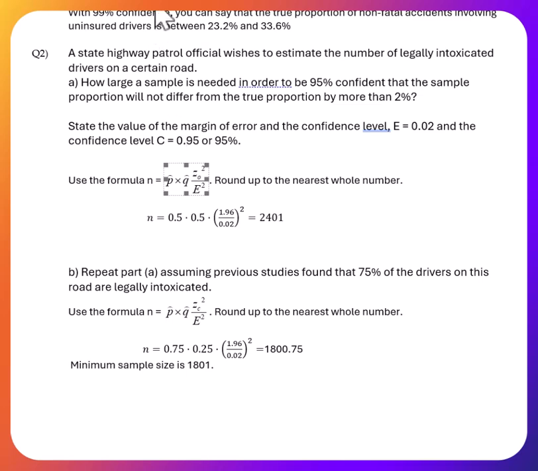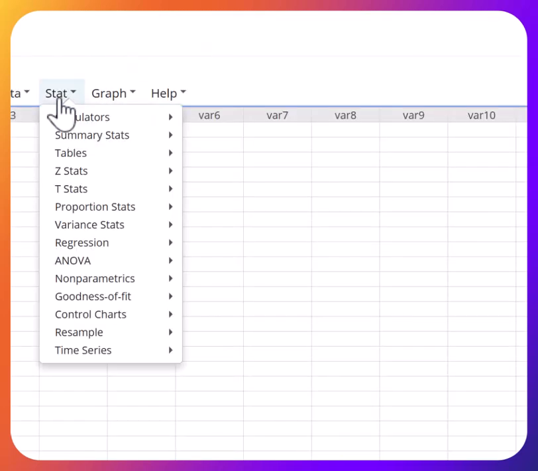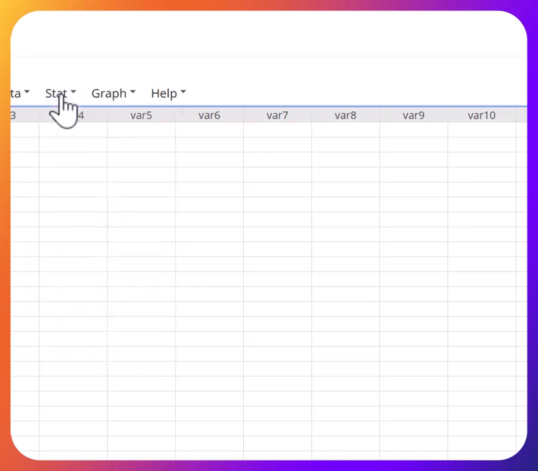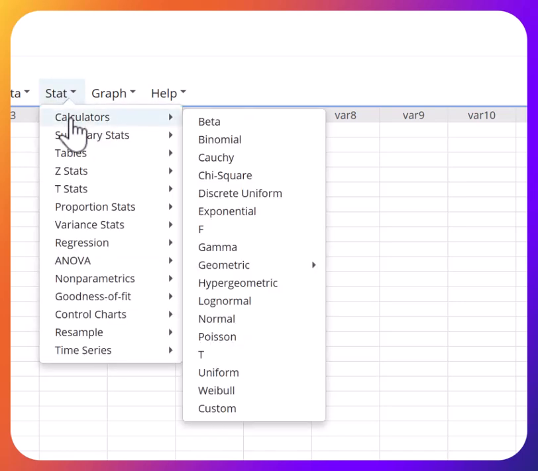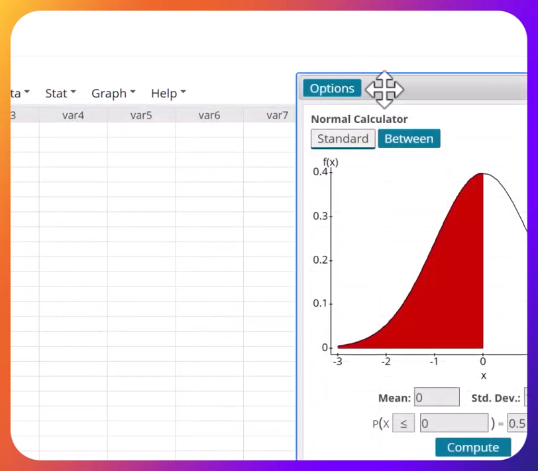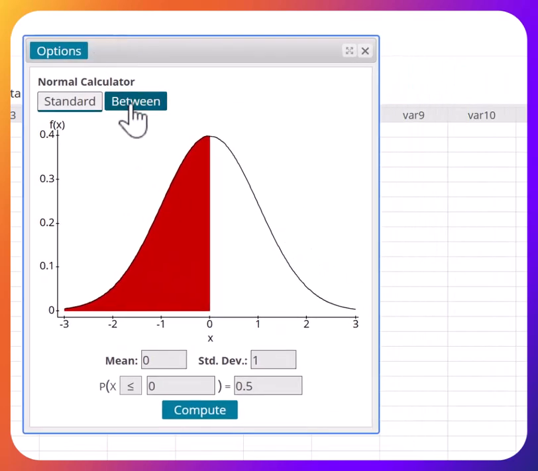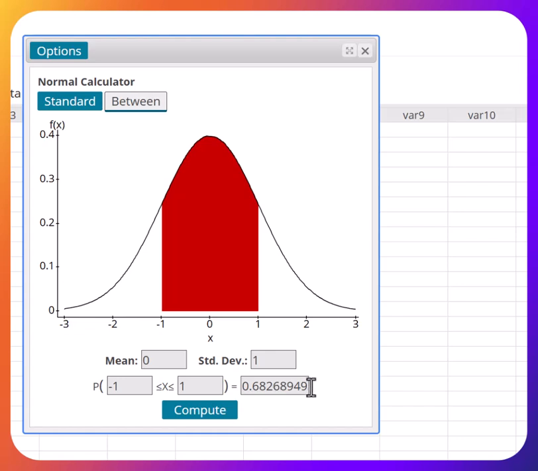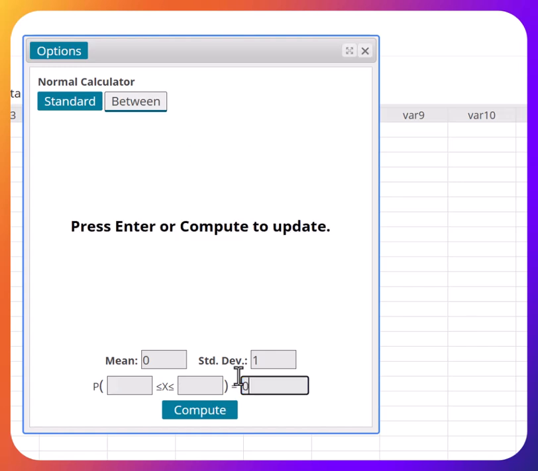So watch. We come back to StatCrunch. We go to Stat, Calculators. So to find the critical number Z, this is how you do it. Calculators, normal calculator. You choose in between, and you put the area, the confidence level, right here, 0.95. That's what we have in the question. And watch and see, guys.